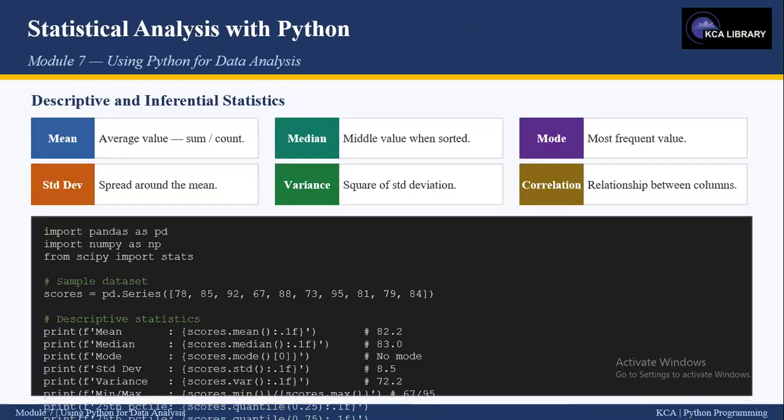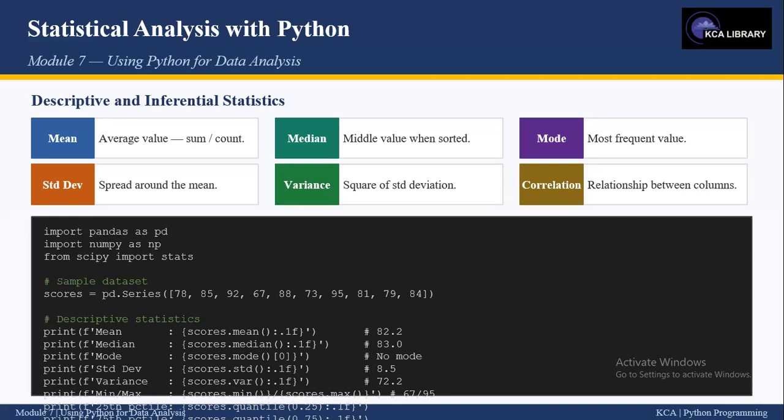Statistical analysis with Python. Statistical analysis is a fundamental step in any data analysis workflow. The key descriptive statistics are mean, the average value; median, the middle value when data is sorted; mode, the most frequently occurring value; standard deviation, the spread of values around the mean; variance, the square of the standard deviation; and correlation, a measure of the relationship between two columns. In the example below, we compute all these statistics on a pandas Series of student scores.